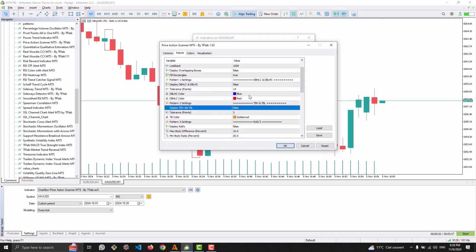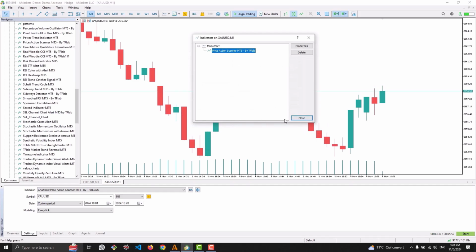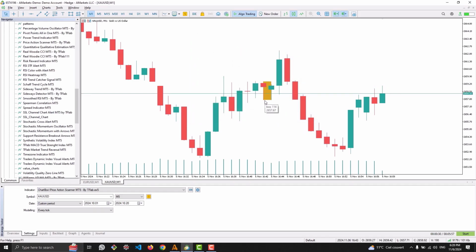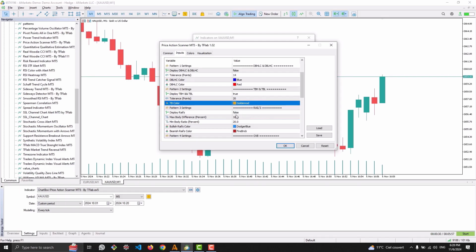The next pattern is the 2-bar high and 2-bar low, which is displayed here on the chart. This pattern forms when the high or low of 2 candles are approximately equal. One of the settings available is to display this pattern on the chart. The next option is the amount of difference we can accept as equality, which we enter here in points, and the color that will be displayed for this pattern on the chart.